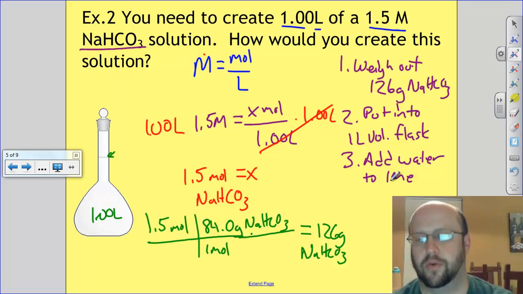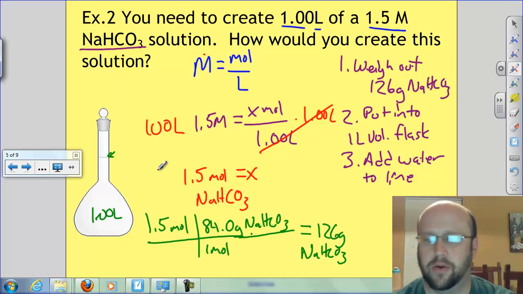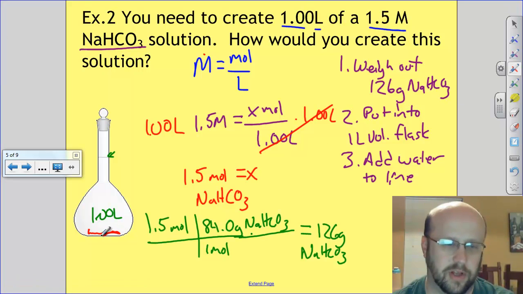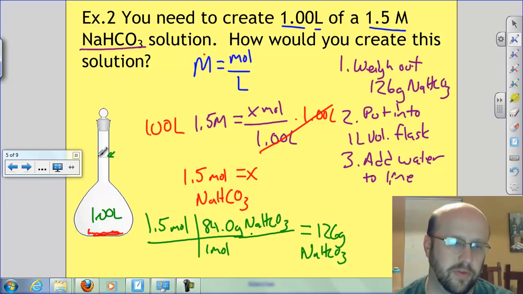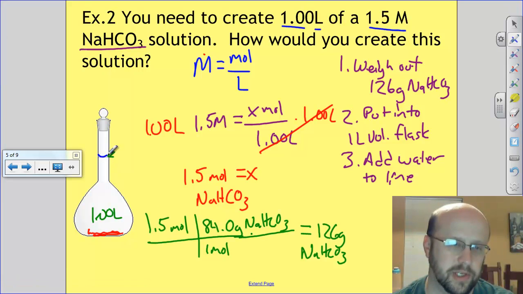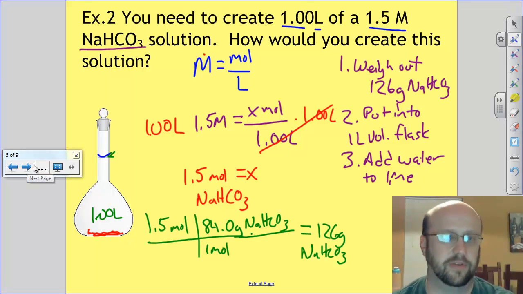And then step 4 would really be mix it up, but that would be it. So we'd weigh out our sodium bicarbonate, so we'd have some solid down here in the bottom, and then we would start putting water in, and we'd fill up the water until the bottom of the meniscus was exactly on that line, and then we'd pick that flask up and shake it around a few times.